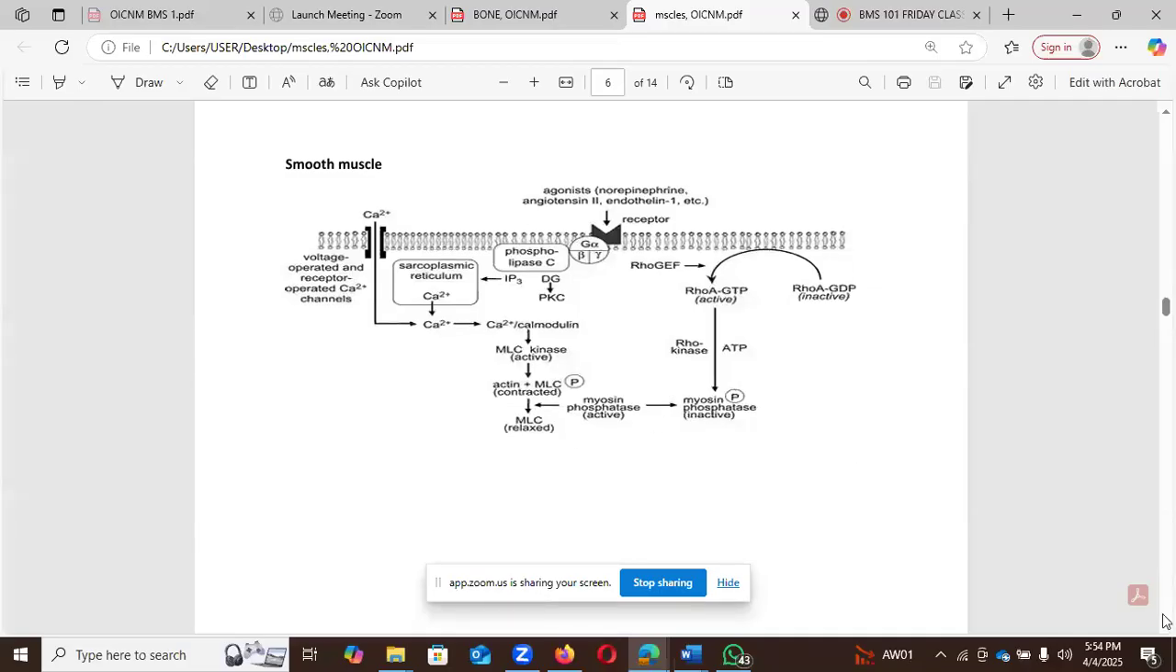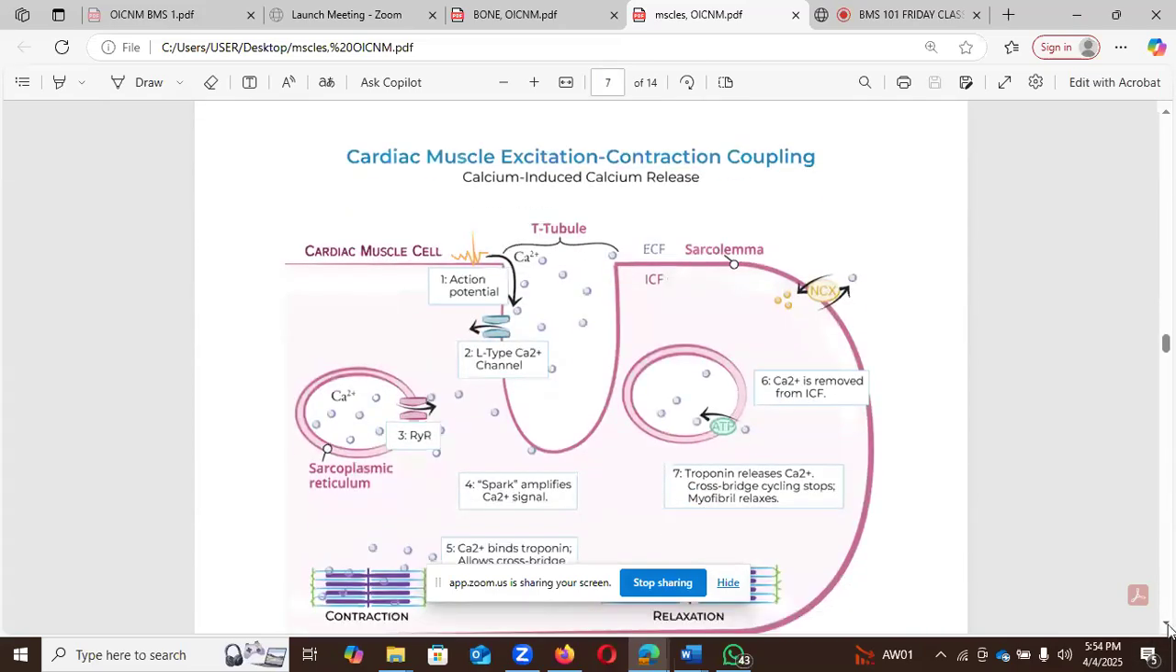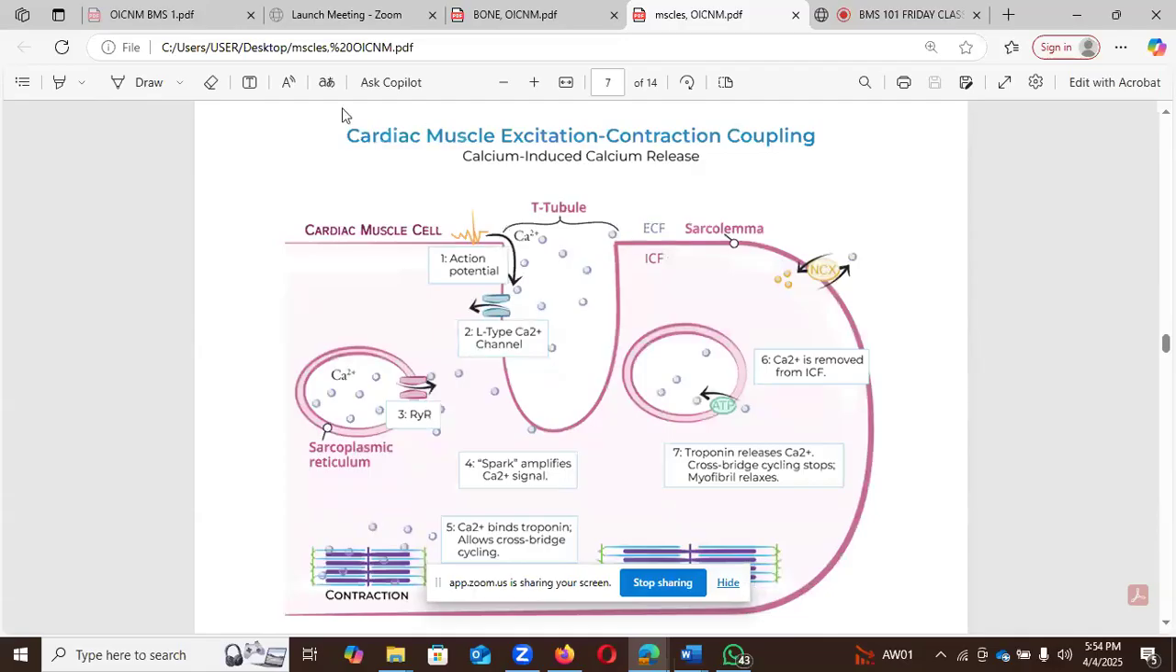Let's look at skeletal or cardiac muscle. Also, I've told you about excitation-contraction coupling. So there is influx of what? Calcium into the cell. Number one, there's what? Action potential. Calcium will move into the cell. Number three, calcium will be released from the sarcoplasmic reticulum. So number four, there is increased calcium level.